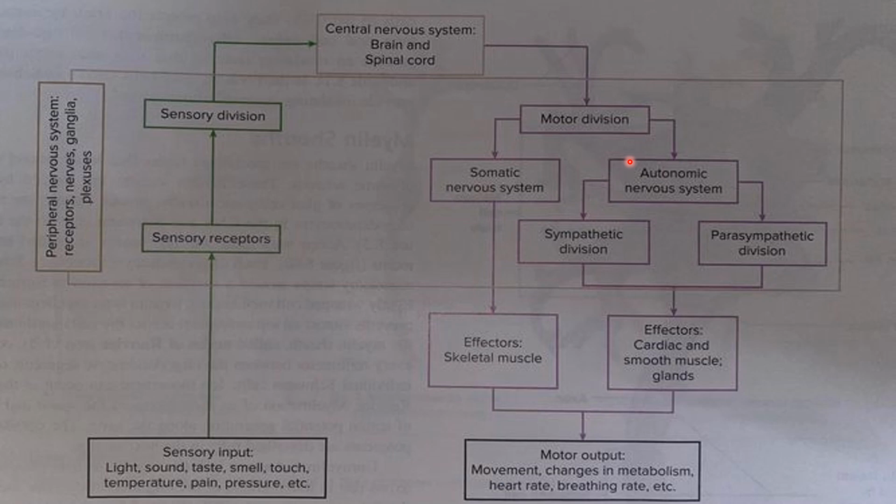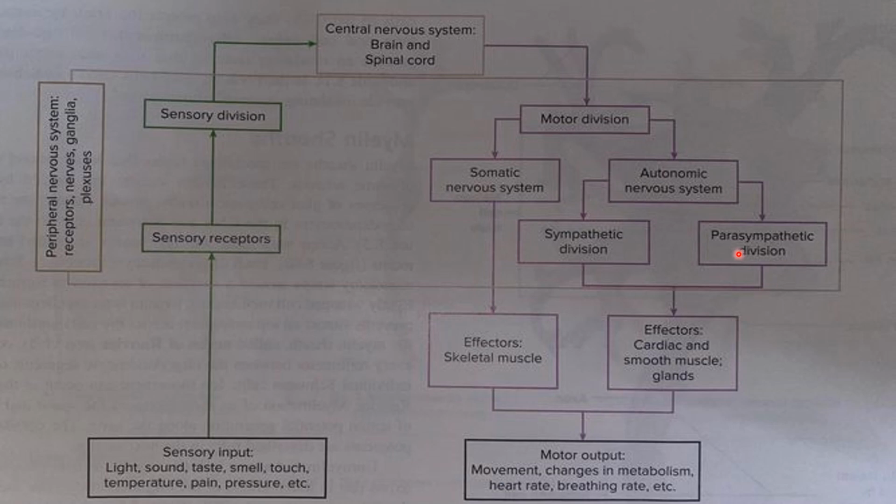Now, the motor division can further be subdivided into the type of effector. Now, we have first the somatic nervous system, wherein it transmits action potentials from the CNS to the skeletal muscles. Now, yung autonomic nervous system naman, it transmits action potentials from the CNS to cardiac muscles, smooth muscles, and glands. Now, the autonomic nervous system, in turn, can be further divided into the sympathetic or the parasympathetic division.